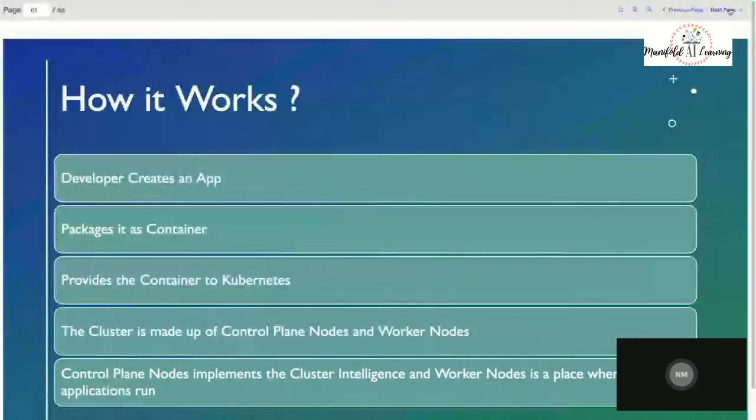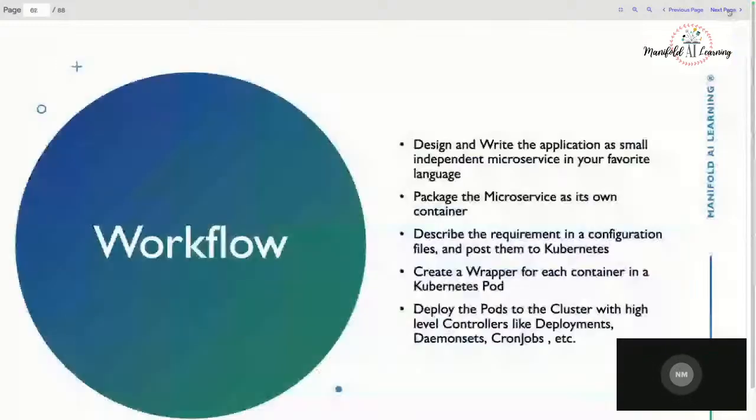Now, to give you a quick recap, what we'll do in the case of Kubernetes is, as a developer, we'll create an application, we'll package it as a container, and then we'll provide this container to Kubernetes. And once we provide this to Kubernetes, we'll have the Kubernetes cluster. This Kubernetes cluster is made up of control plane nodes and the worker node. The control plane nodes implement the cluster intelligence, and the worker node is where my applications would run. So basically, we'll design and write the application as a small independent microservice in our own favorite language.